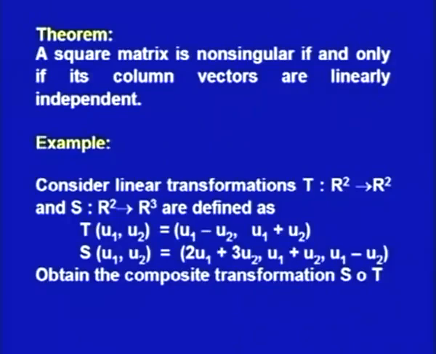We will consider a linear transformation T from R2 to R2 and another transformation S from R2 to R3, which are defined as T of (u1, u2) maps to (u1 minus u2, u1 plus u2) and S of (u1, u2) maps to (2u1 plus 3u2, u1 plus u2, u1 minus u2). Now, we have to obtain the composite transformation S composite T.